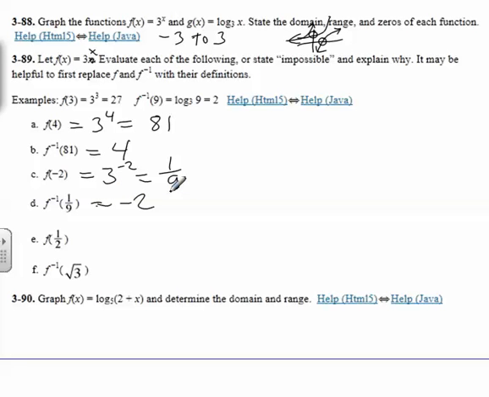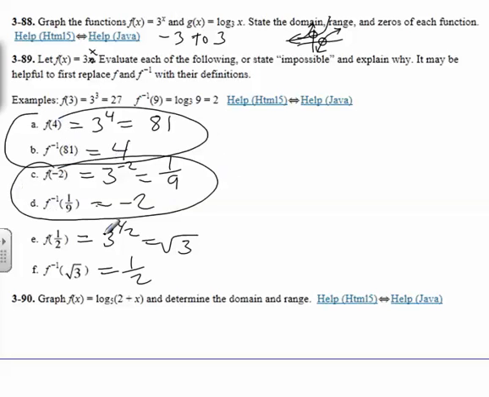On the next one, if we put in a 1/2, it's 3 to the power of 1/2, which is the same as square root of 3. So if we put the square root of 3 in, the opposite of that, we should get 1/2 out. So notice how these are grouped together, these are grouped together, and these are grouped together. They're the do and undo of each of those.